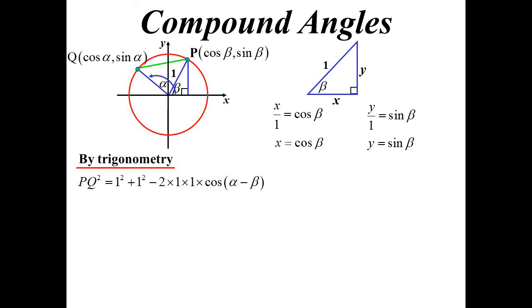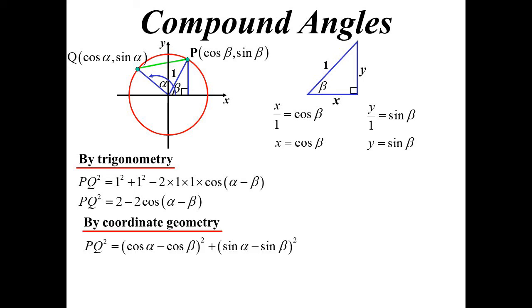I could use trig and our cosine rule. So PQ squared equals 1 squared plus 1 squared minus 2 times 1 times 1, the cos of whatever the difference is between alpha and beta. So I end up with this expression, PQ squared is 2 minus 2 cos(alpha minus beta). Or I could use our coordinate geometry formulas and just use the distance formula. So PQ squared would be the difference in the x values squared plus the difference in the y values squared.